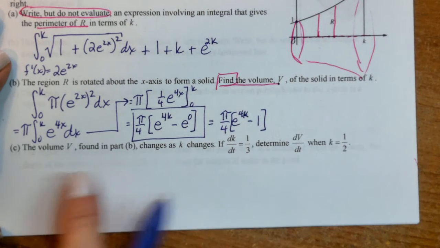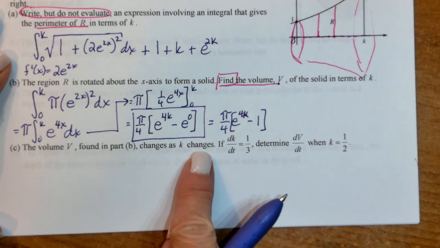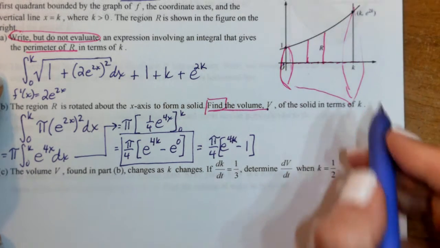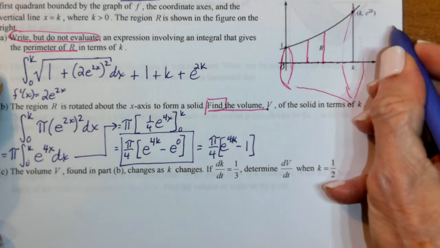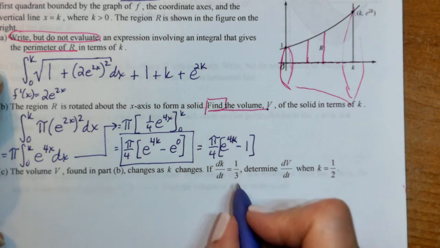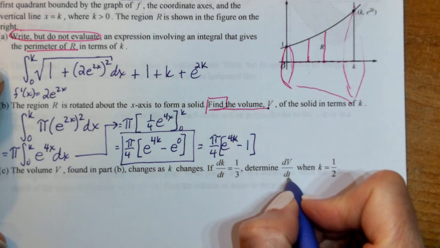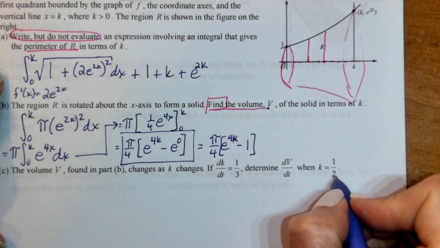All right, in part C, the volume V found in part B changes as k changes. Well, that's true, because if k got bigger, the volume would get bigger. If k got smaller, the volume would get smaller. That makes sense. If dk/dt is 1/3, determine dV/dt when k equals 1/2.